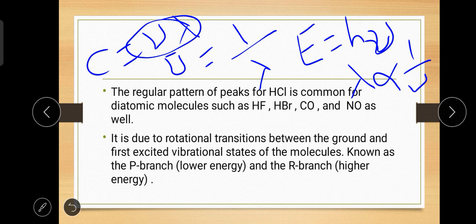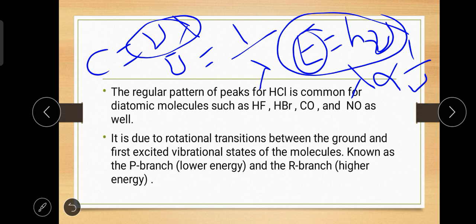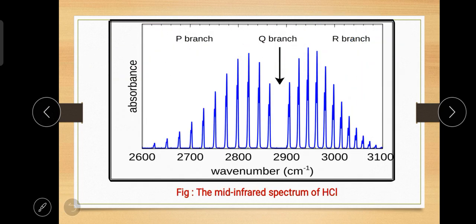So here we can indirectly write, instead of 1 by lambda, directly nu bar. And again we know that E is directly proportional to nu. That means the energy is directly proportional to the frequency. So here we can directly relate: if we have the lower energy, that means E is less, and for the P branch here in the spectrum, that means this branch, we have the lower wave number.